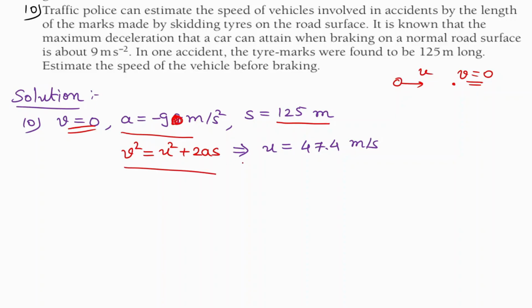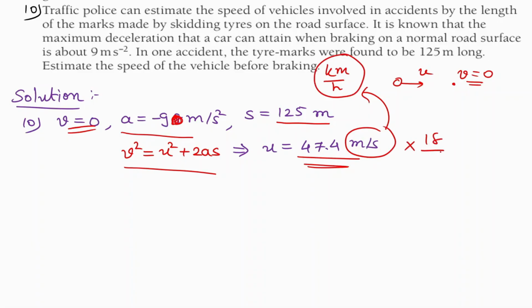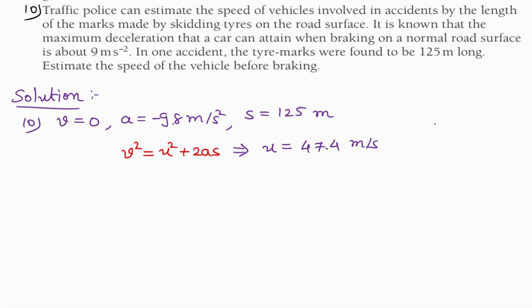So use these equations and you will get the answer u. What's the initial speed of the car? It's 47.4 meters per second. They didn't mention in which unit they need it. Otherwise, they will mention that they need the answer in kilometers per hour. Then you just multiply this quantity by 18 upon 5. I hope this question is very useful to you.